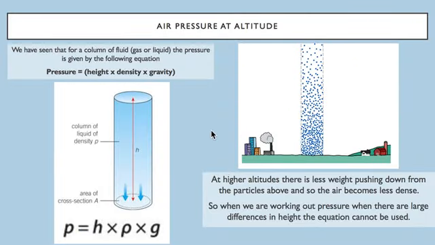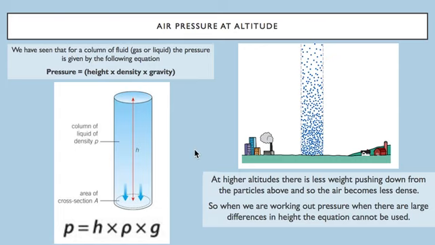So let's look back at how we can work out the pressure in a fluid. This is what we've said so far: for a column of fluid, a fluid could be a gas or a liquid, the pressure is given by this equation here. Pressure equals height times density times gravity. We've got this diagram here, so if you've got a column of a fluid like this, of a certain height, certain density, then the pressure is given by the height times density times gravity.